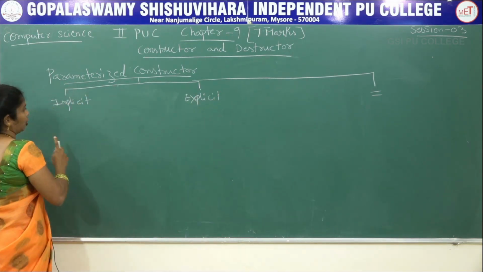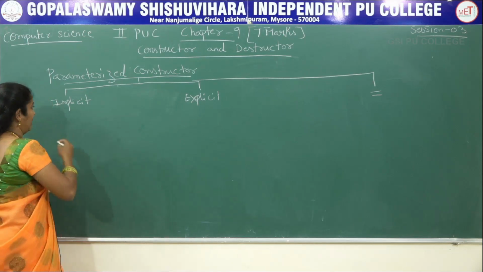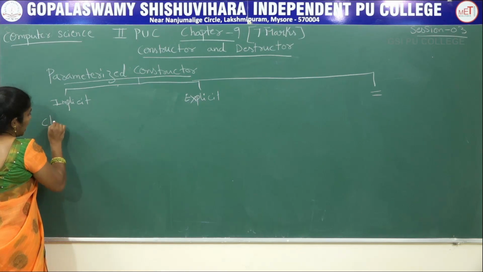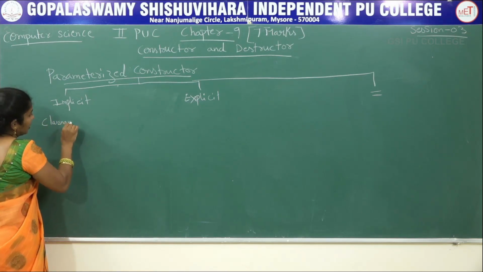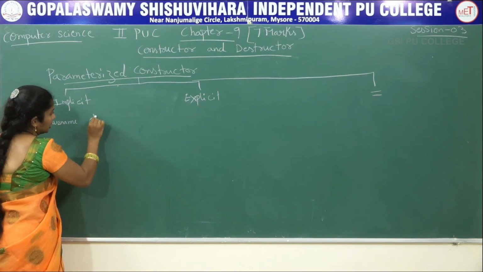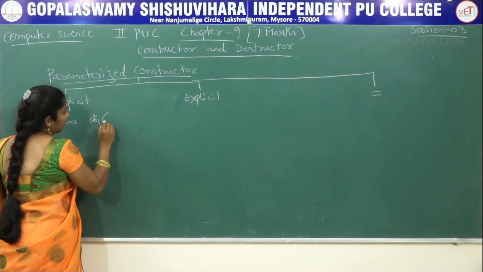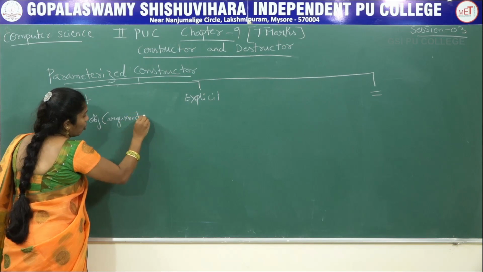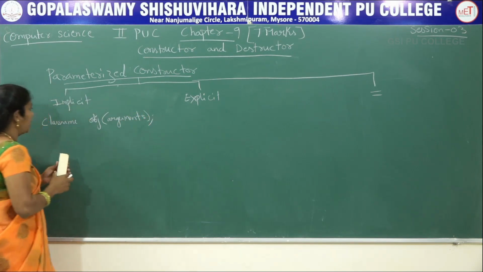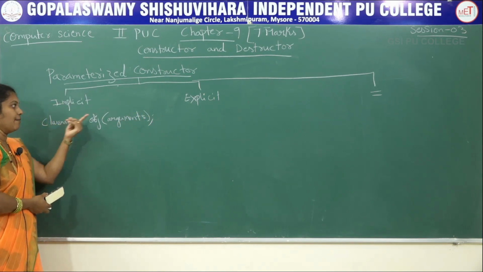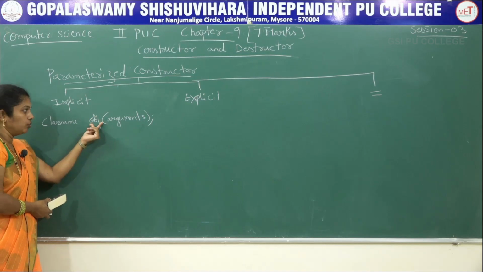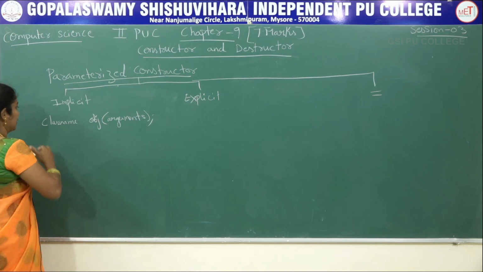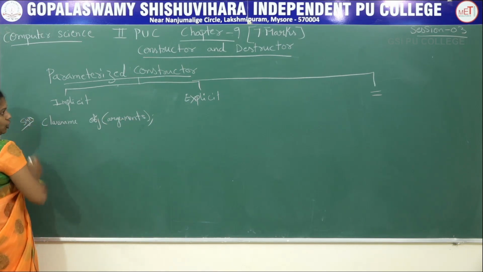Whereas in implicit call we can declare the variables. We create the object by class name, then object, then inside the bracket only we have to write the arguments. While creating objects, the general pattern is after the class name it is followed by the object, then inside the bracket only we write the argument. This is the syntax in implicit call.